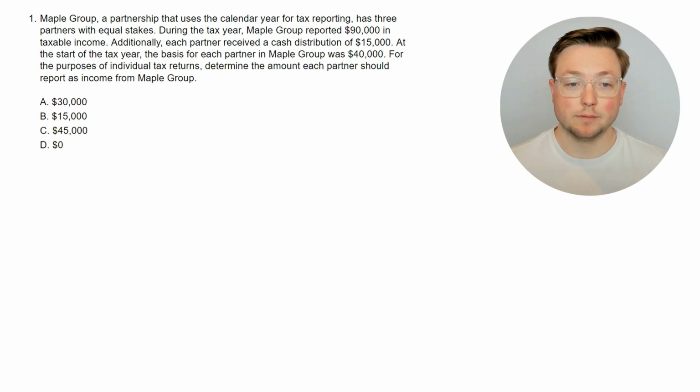All right, here's question 1. Maple Group, a partnership that uses the calendar year for tax reporting, has 3 partners with equal stakes. During the tax year, Maple Group reported $90,000 in taxable income. Additionally, each partner received a cash distribution of $15,000. At the start of the year, the basis for each partner in Maple Group was $40,000. For the purposes of individual tax returns, determine the amount each partner should report as income from Maple Group.